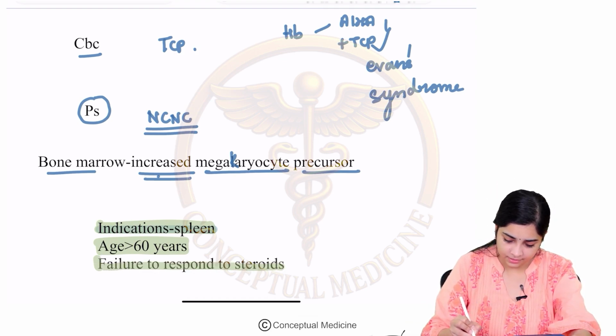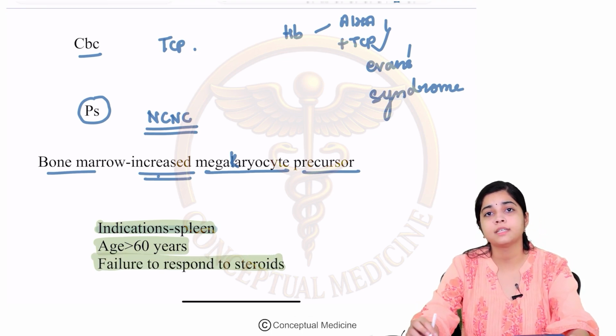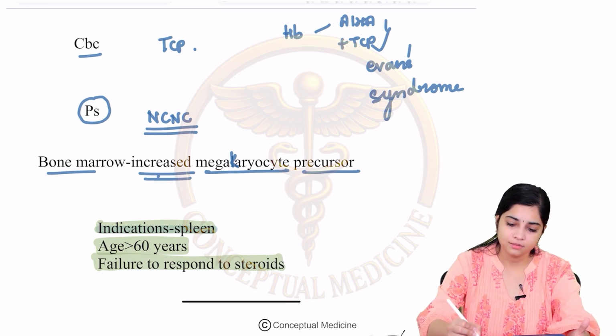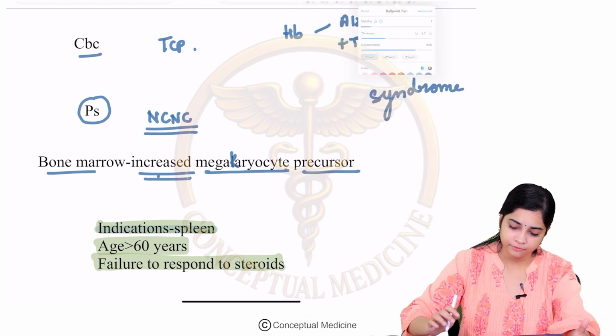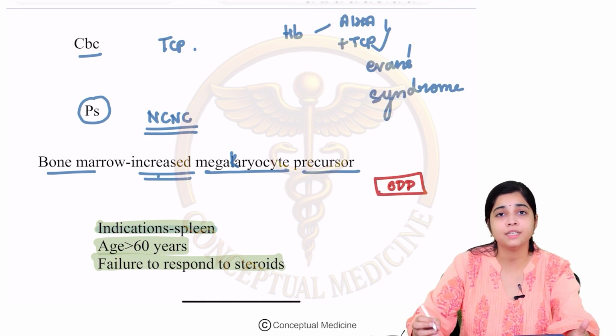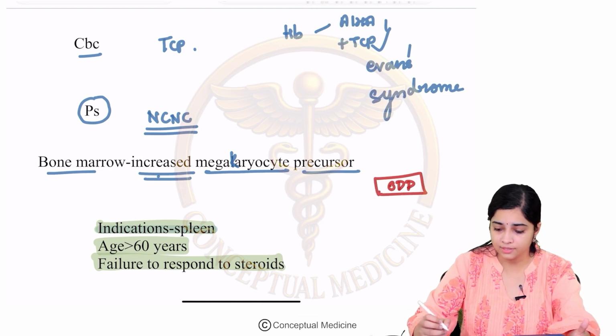If the ITP is failing to respond to steroids, right? Steroids are the first line treatment for ITP, and if it's failing to respond, then definitely we have to do a bone marrow. Also remember certain points which are usually odd for an ITP. So what are the odd features if the patient is presenting? You cannot directly diagnose them as ITP.